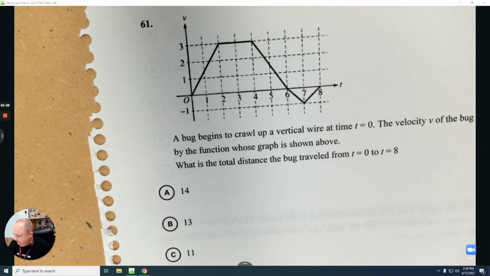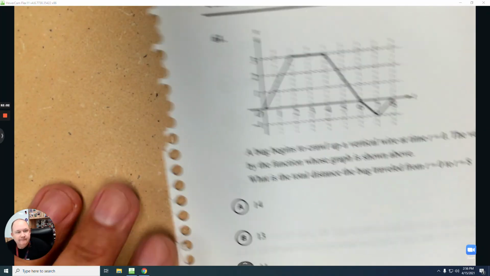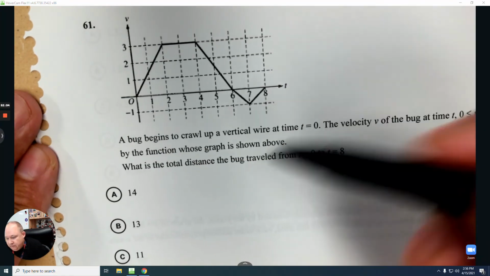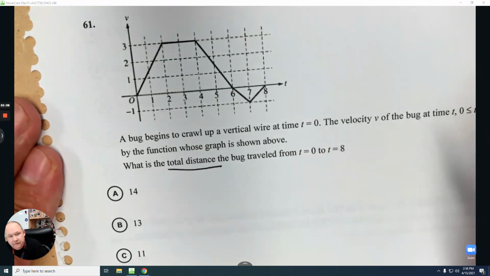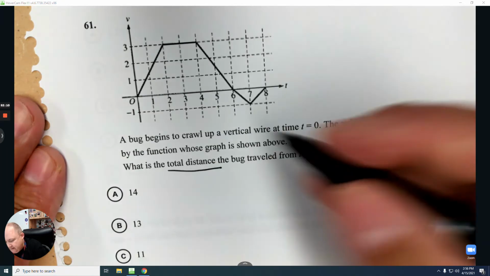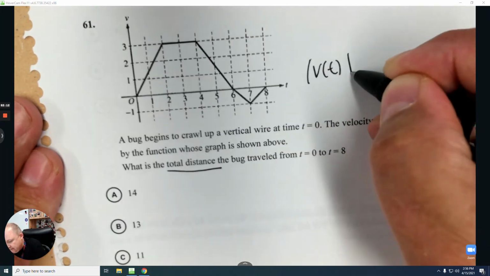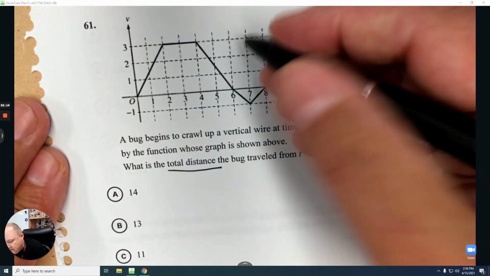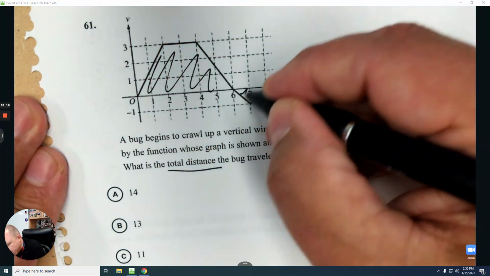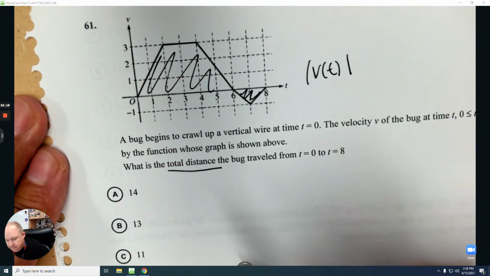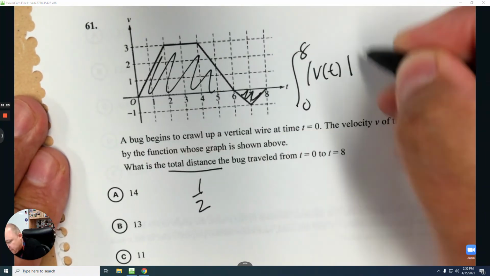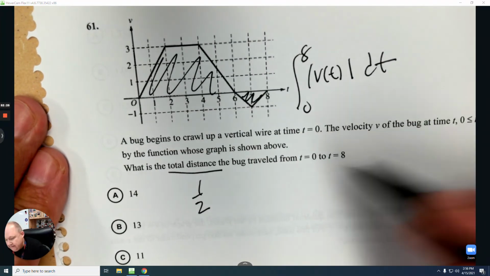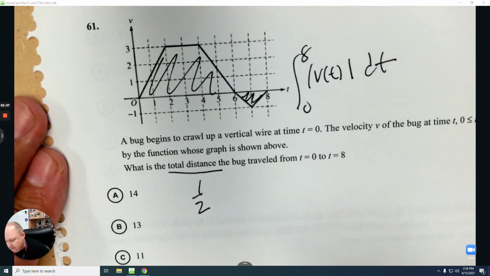61. It says this is the velocity of a bug crawling around. What's the total distance? Total distance is taking the absolute value of the velocity. So this area, all of this area, as a positive area, and add it up. So the trapezoid is 1/2. When you integrate from 0 to 8, that gives you total distance. Integrating off a graph means find the area.